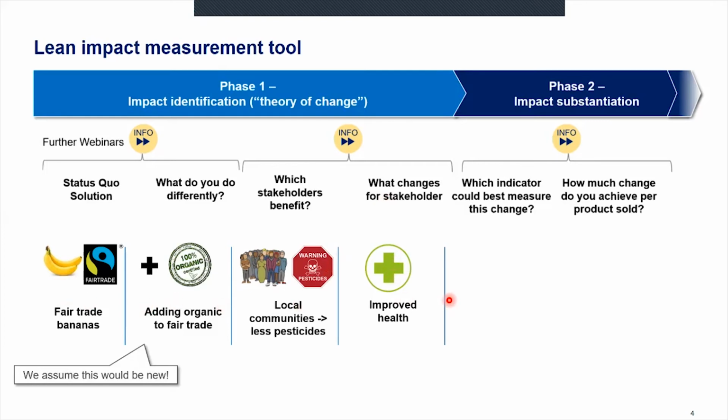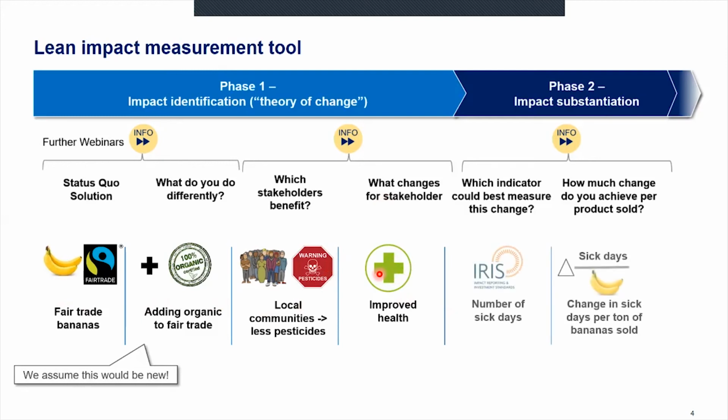At the same time, improved health is not very specific. So in the next step now, it is about the impact substantiation. Here we ask, how can we actually quantify the impact that you have? And this could, for example, be done by the number of sick days. And then the question is, how can you relate this to the number of products and services sold? So then we would say sick days per ton of banana sold in our simple example.